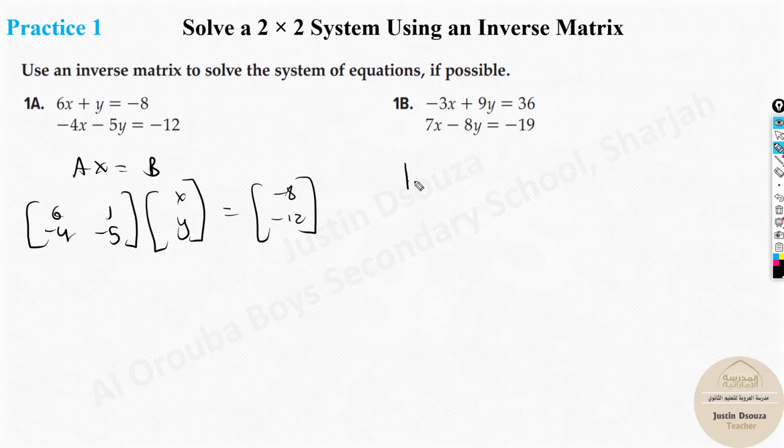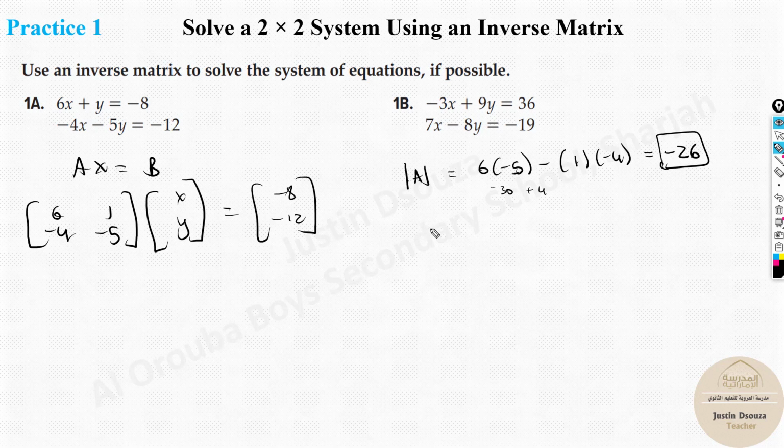So let me find the determinant. The determinant is given by the straight two lines. That will be 6 times minus 5 minus, remember this is minus, 1 times minus 4. The determinant would be 6 times 5 is 30, but it's a negative 30 here, and over here we have negative negative, which will be plus 4. So the answer is negative 26. That is the determinant.